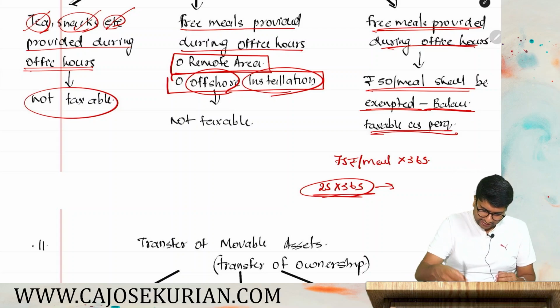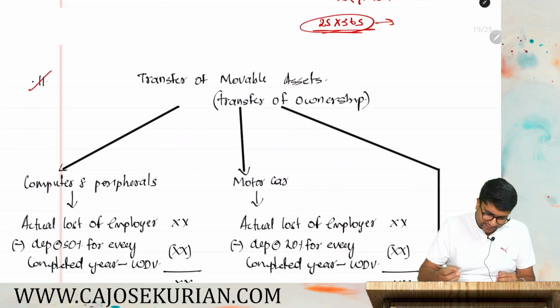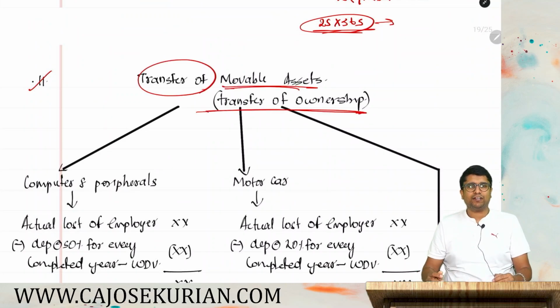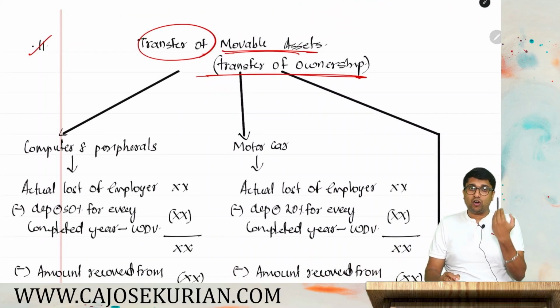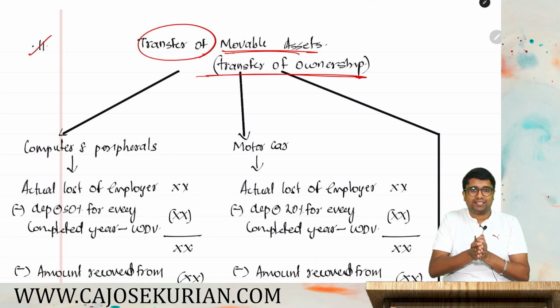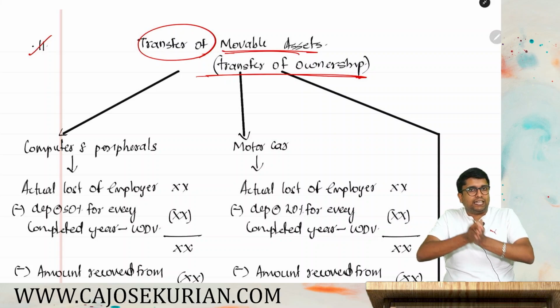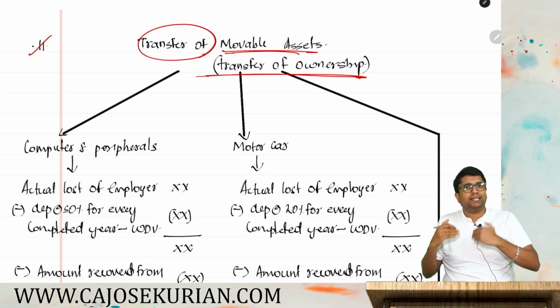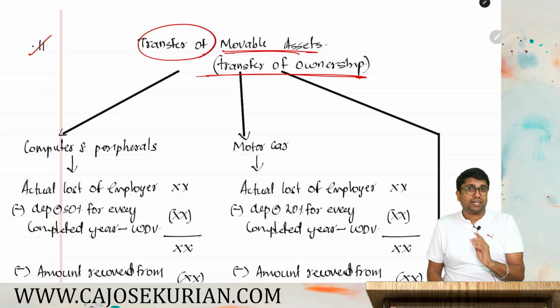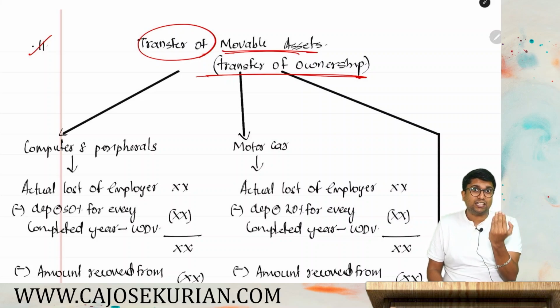Moving on with the next point, friends, item number 11, that is transfer of movable assets, that is transfer of ownership. Say for example, the employer owns a respective movable asset and the employer transfers that respective asset and the ownership of that asset in the name of the employee, and the employee is getting a benefit, yes or no? How do we value that respective benefit? Again, this is not usage, it is transfer of ownership.